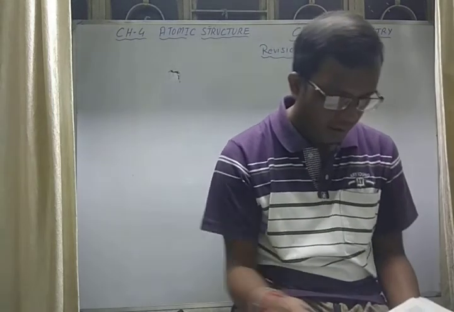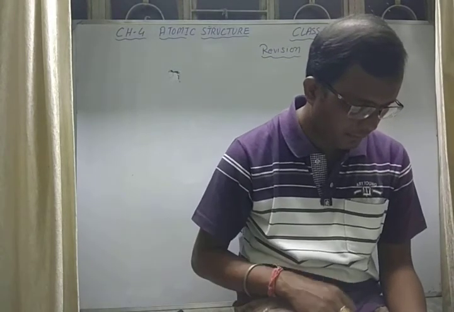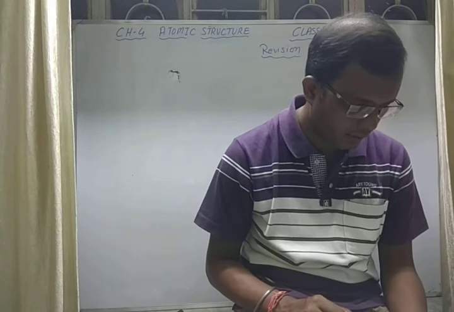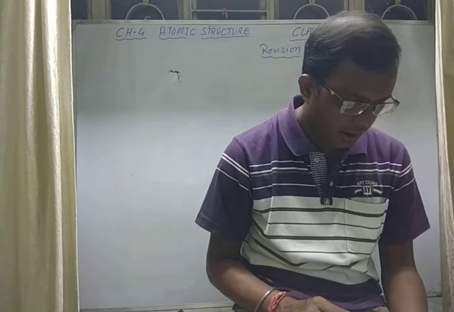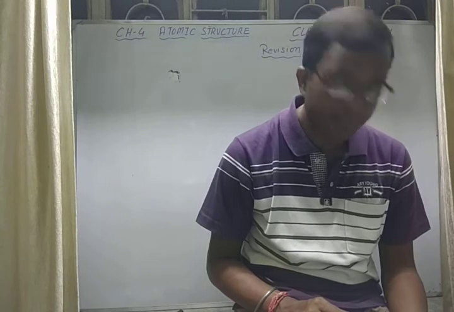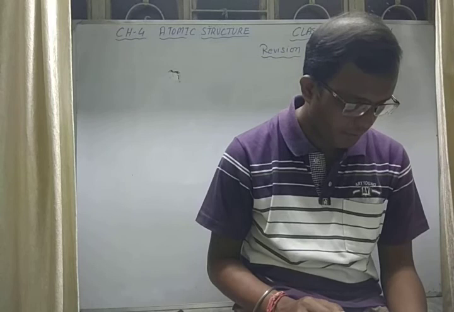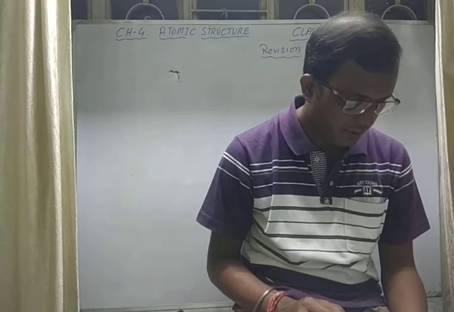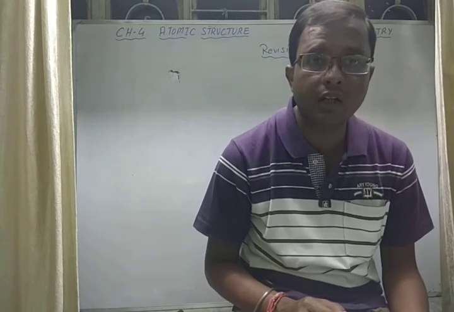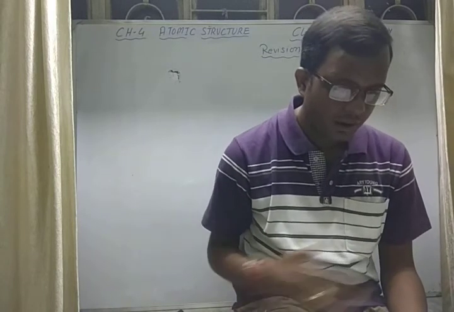Now, a molecule is the smallest particle of matter that is capable of independent existence and possesses all its chemical properties. So you have to remember this. For example, the symbol of hydrogen is H, but the molecular formula of hydrogen is H2.